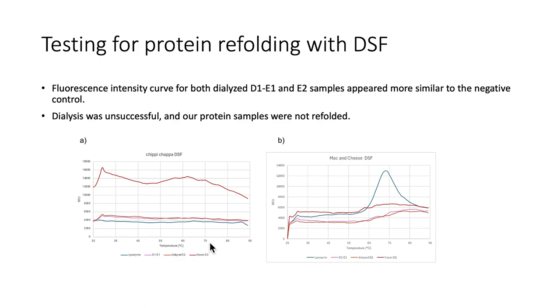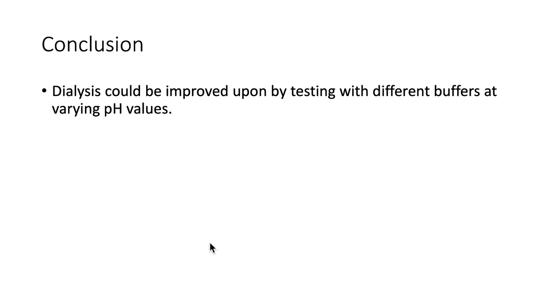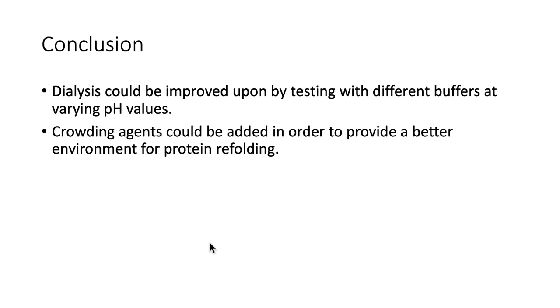For this reason, we could not actually determine if our genes were cellulase or not. Since dialysis was a major step in our experiment and we failed at that step, this could be improved upon by testing with different buffers at varying pH values. Since our genes were extracted from Rumen Switchgrass and we were not sure about the characteristic, we could also add crowding agents so that protein can refold in a better environment.